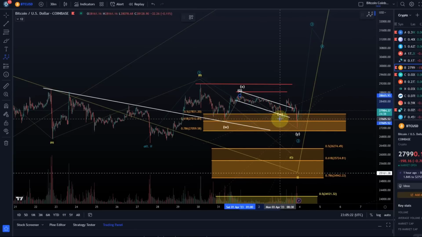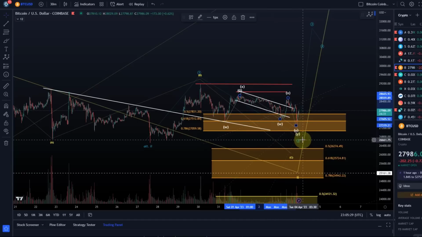I just want to show you here how I would label the subwave structure. WXY, it's certainly a valid count. WXY in the Y wave. It's quite messy though. But that's what I mean, we have a possible bottom here.